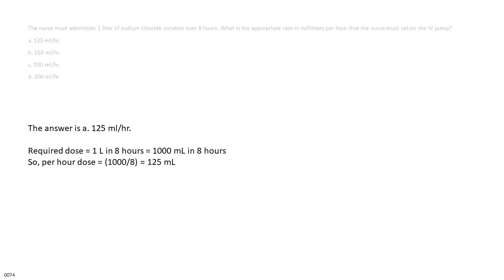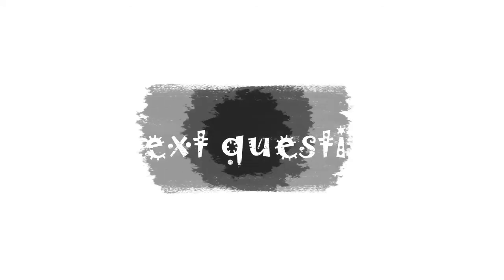The answer is A. 125 milliliters per hour. Required dose equals 1 liter in 8 hours equals 1000 milliliters in 8 hours. So, per hour dose equals 1000 divided by 8 equals 125 milliliters.